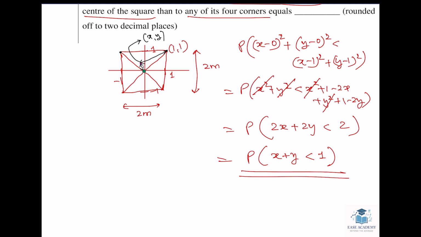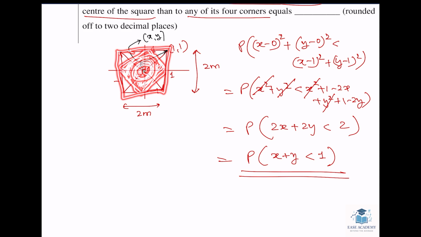Now plot x plus y less than 1, it will be like this. If we plot x plus y less than 1, this would be this region. And what are we required to find? The probability of this region. We need the area of this region divided by the whole area. That will give the probability of this region.